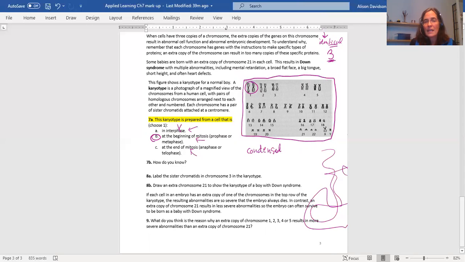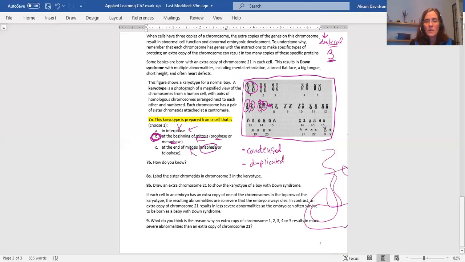However, if we look at each and every single one of these chromosomes, here's a chromosome, here's a chromosome, here's a chromosome, here's a chromosome, you will see that each one of them is in duplicated state. It has its sister chromatid attached to it. That tells us that it's got to be at the beginning of mitosis in prophase or in metaphase, because in anaphase, those sister chromatids are going to get pulled apart from each other. So because they are still connected to each other at the centromere, we know it has got to be taken from either prophase or metaphase. So the answer here is B.